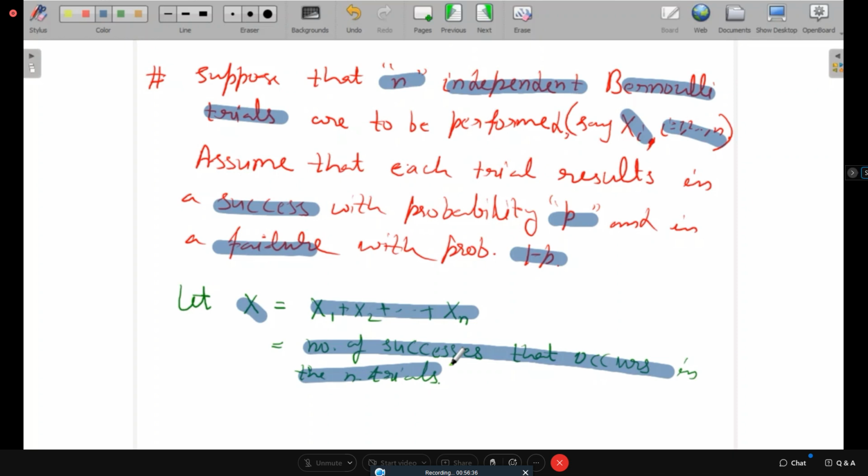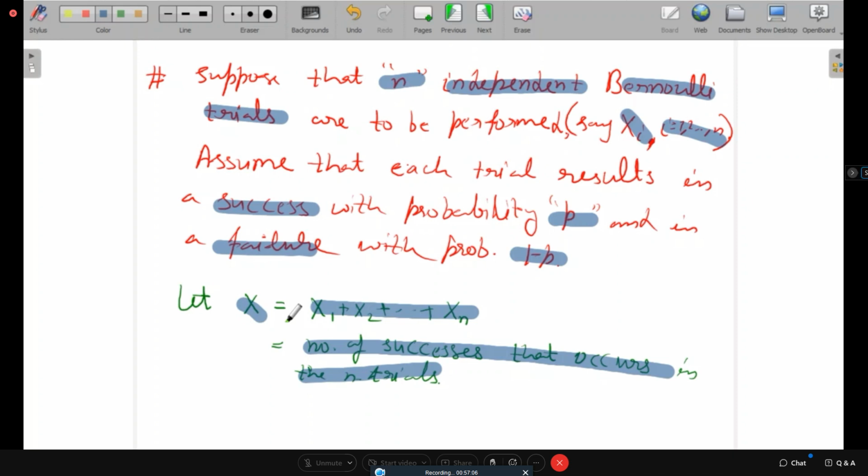If you toss a coin n times, it is possible that in all n tosses you will not get a head. It is possible. Or all of them may be heads, or i number of times is head and n minus i number of times is tail. So this X will take the values from 0 to n.